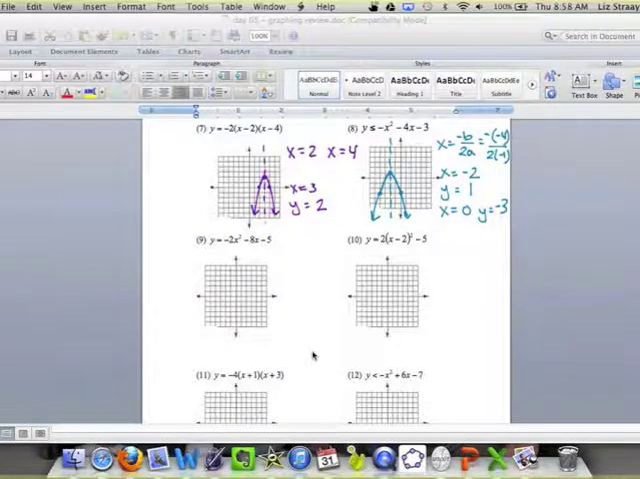Then I want to test a point. If I test the point 0, 0, I get 0 is less than or equal to negative 3. That is false. So that means I want to shade inside of this thing. I don't want to shade 0, 0.